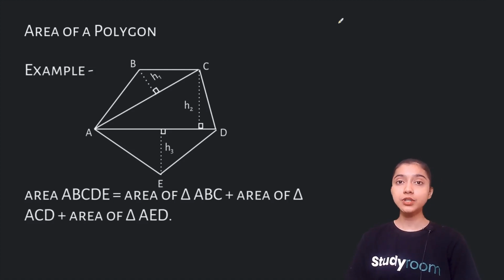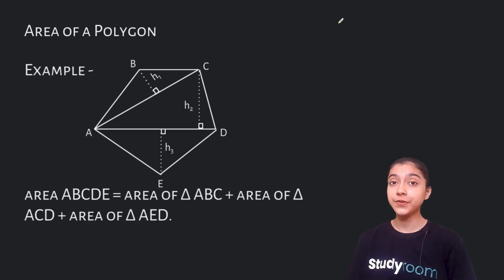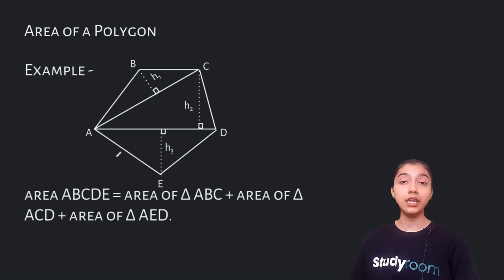Till now, we have been talking about quadrilaterals. Now, what if we get a polygon? If we get a polygon and we have to calculate the area, we need to divide it into such figures whose area is known. So over here, we have an example that ABCDE is a polygon and we have to calculate the area of this polygon.